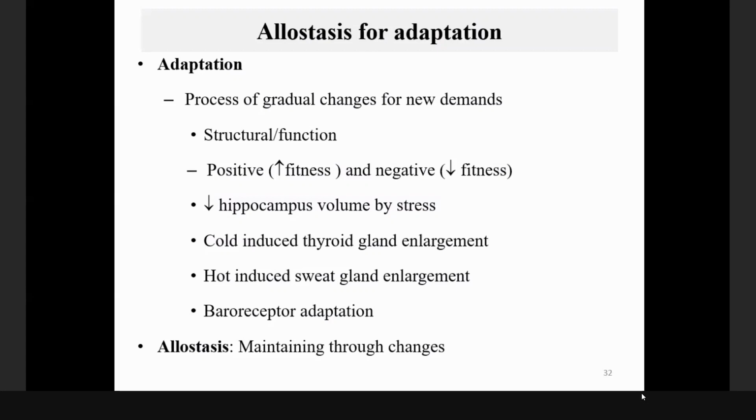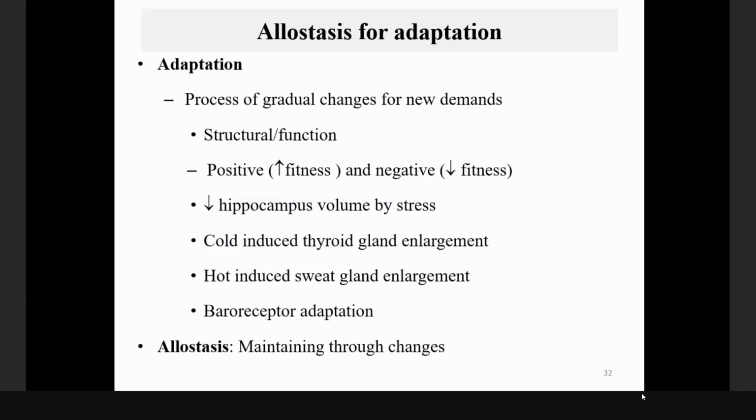Then the baroreceptor adaptation. We have said that when your blood pressure is increased, the baroreceptor should detect it. But sometimes, even though your blood pressure is increased, the baroreceptors in the carotid sinus or aortic arch may not detect, or may not respond to the change in blood pressure. That's called baroreceptor adaptation, and this is very wrong. I mean that your homeostasis failed to detect or failed to compensate for the increase in blood pressure.